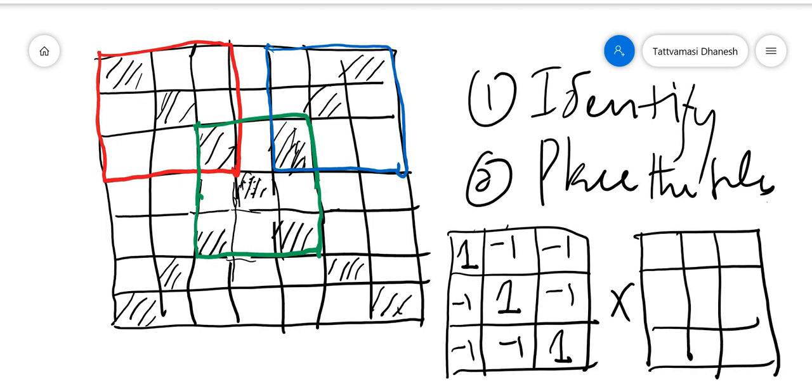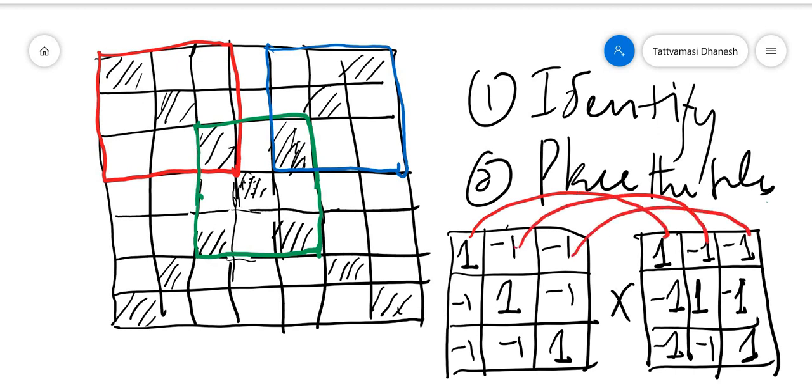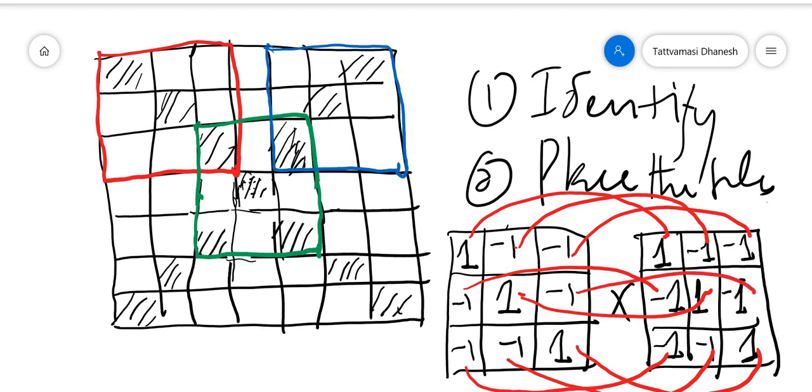So how will you get it? It is again +1, +1, sorry, +1. Here it is -1, here it is -1, here it is -1, here it is -1, here it is -1, here it is -1. So you are multiplying corresponding cells, corresponding pixels. See how you multiply: this with this, this with this, this with this, again this with this. This one should be with this one, this one with this one. The next one will be with this. Like this, you are multiplying and adding. This is what you are going to do.